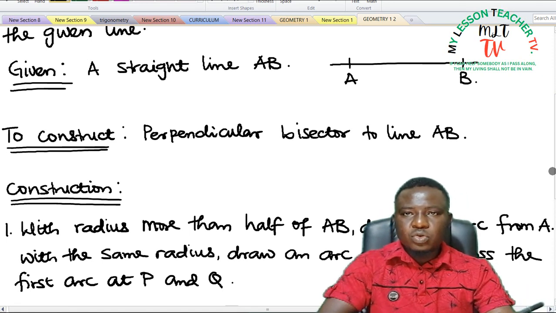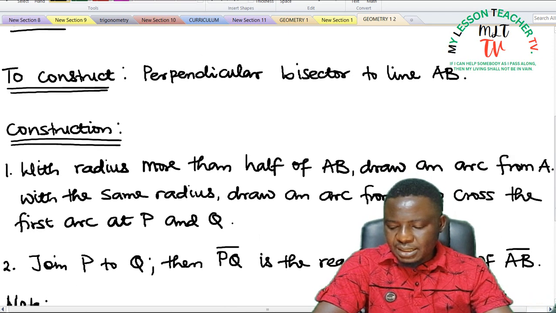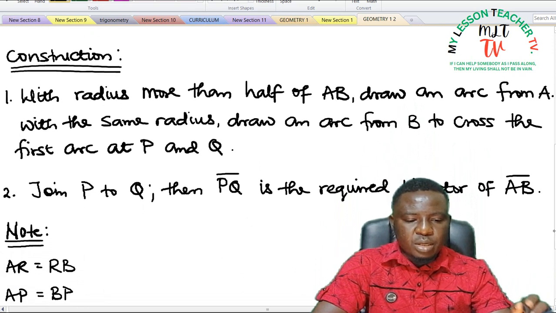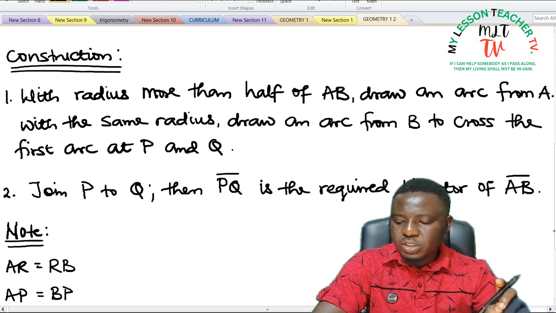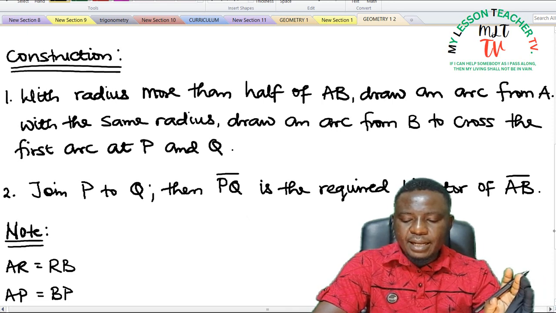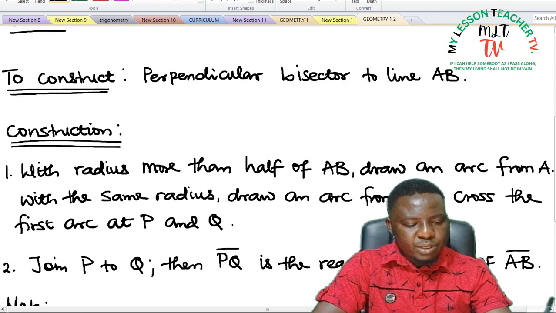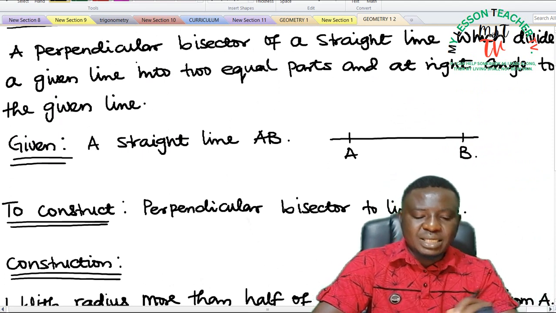Now, let's listen to the steps. One is that with radius more than half of AB, draw an arc from A. With the same radius, draw an arc from B to cross the first arc at P and Q. Join P to Q, then line segment PQ is the required bisector of AB.